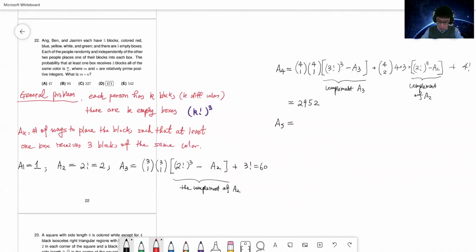Suppose a phi. Still, we consider the case that there's only one box with the same color blocks. Phi choose one, which color? Phi choose one, which box? The remaining part is the complement of A4. So 4 factorial cube minus A4. There's no more such box. And next, we consider two boxes. Phi choose 2. These two boxes. The first box has 5 choices. The second box has 4 choices. The remaining part is the complement of A3.